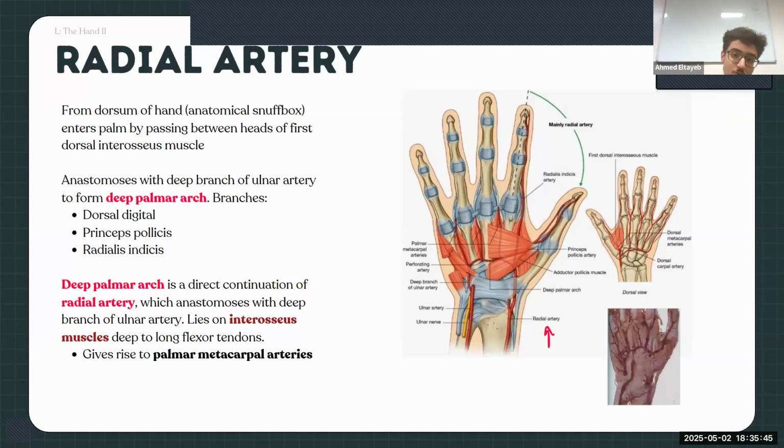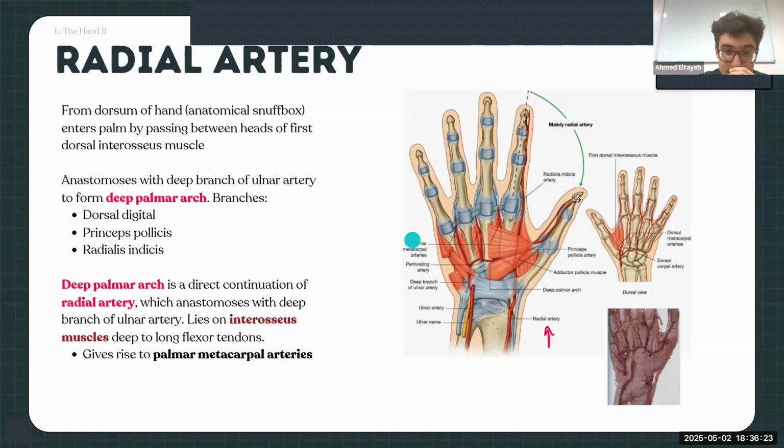What about the branches that go to the hand? Now, we mentioned for the radial, it's the deep palmar arch. Now this deep palmar arch is the most important one, of course. But also you have the dorsal digital, princeps pollicis, and radialis indicis branches. The most important thing to look at here is your deep palmar arch, it's obviously the terminal branch of the radial artery, or it's the direct continuation. And then it's going to anastomose with the superficial palmar arch coming from the ulnar artery.